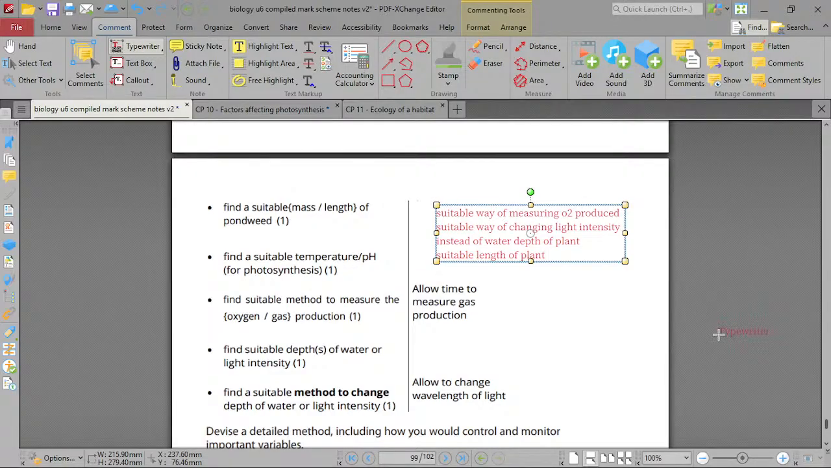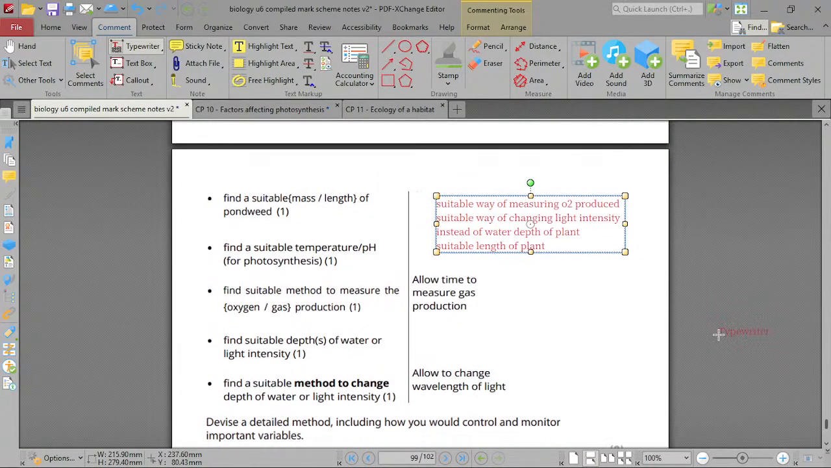Okay, so suitable length of pond weed, suitable temperature for photosynthesis, suitable method of gas production, measuring gas production, suitable depth of water or light intensity, suitable method of changing. So I said suitable way of changing light intensity. Okay.